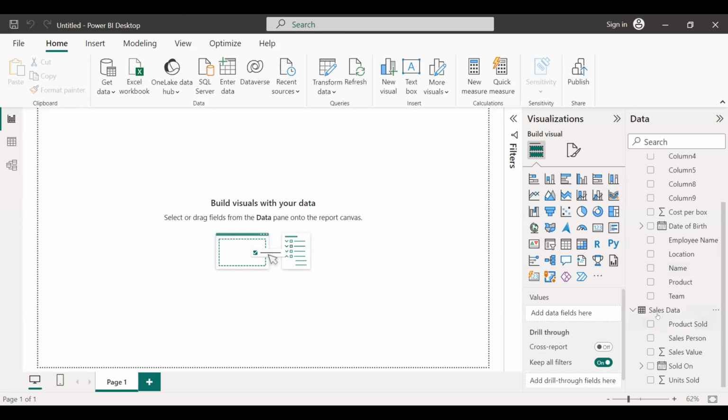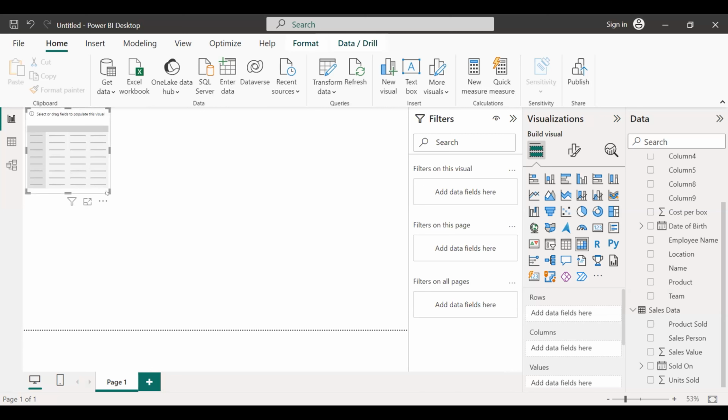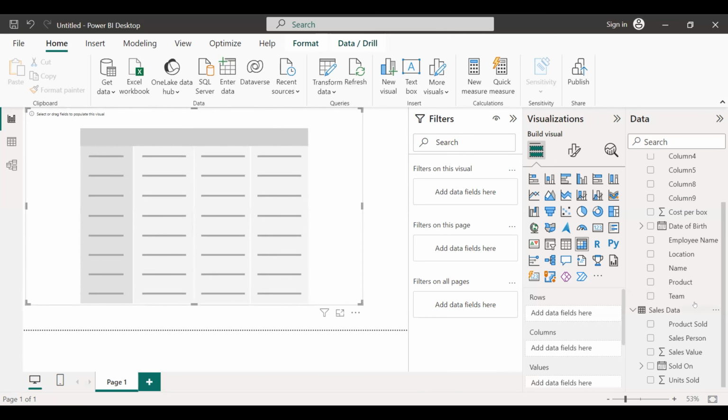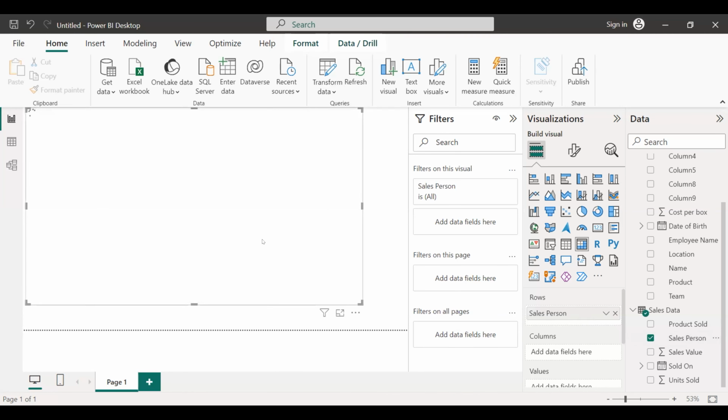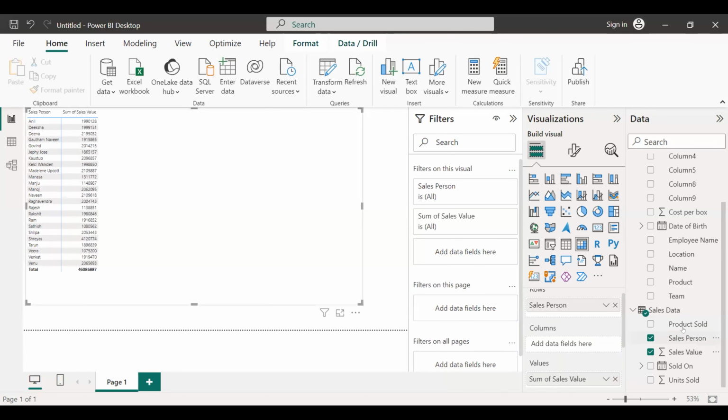So now we will take the sales data, and from sales data we are showing products sold, salespersons, and sales value. For that we are taking a matrix table. So this is called a matrix visual. In that we have to insert these salespersons, values in the values field, and product sold.